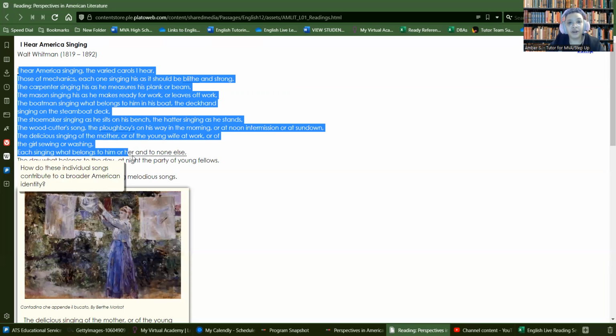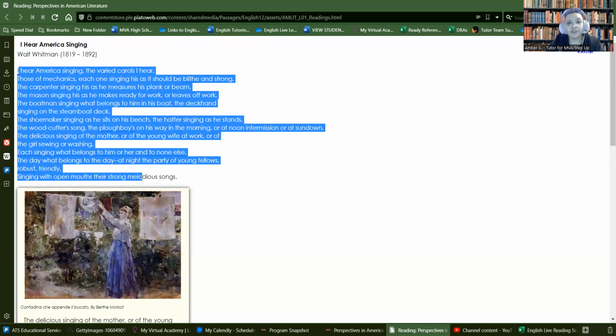Each singing what belongs to him and her and none else. The day what belongs to the day. At night, the party of young fellows, robust, friendly, singing with open mouths their strong, melodious songs.